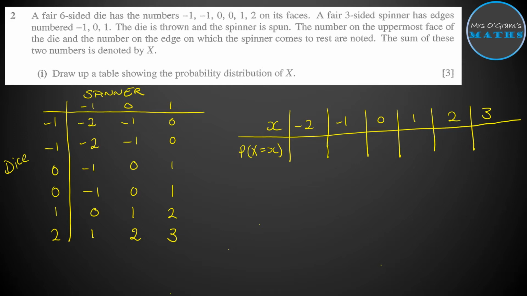So we have, in total, 18 possible outcomes from this sample space. And we get -2 in 2 of those. We get a -1 4 ways, 0 is 5, and so on.